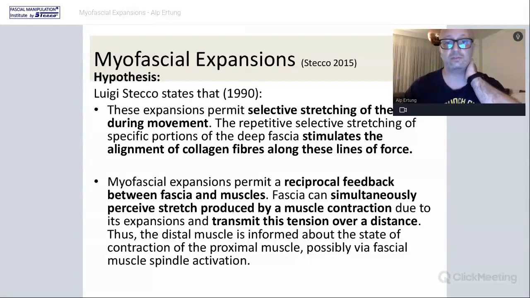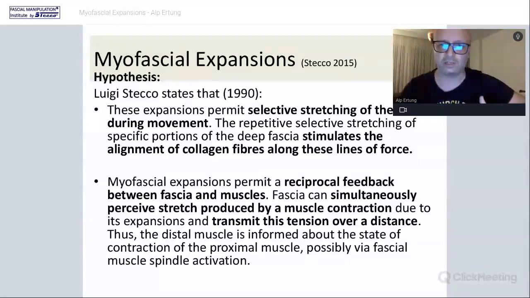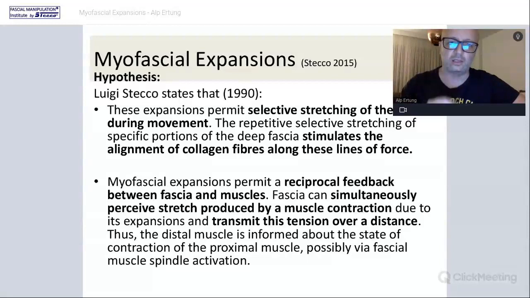The repetitive selective stretching of specific portions of the deep fascia stimulates the alignment of collagen fibers along these lines of force. So it's really important to understand where those collagen fiber directions are coming from. When we look at the aponeurotic fascia of the extremities, we see that we have two or three layers of aponeurotic fascia, and different collagen fibers are coming, and it depends on the movements. Actually, it depends on the movement types in the joints.